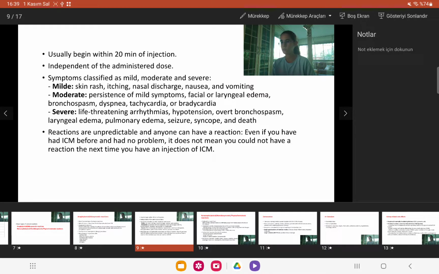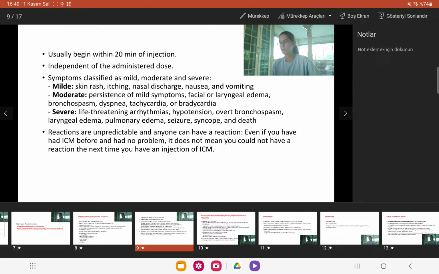Moderate symptoms are the persistence of the mild symptoms, facial or laryngeal edema, bronchospasm, dyspnea, tachycardia, or bradycardia. Severe symptoms are life-threatening arrhythmias, hypotension, overt bronchospasm, laryngeal edema, pulmonary edema, seizure, syncope, and death.